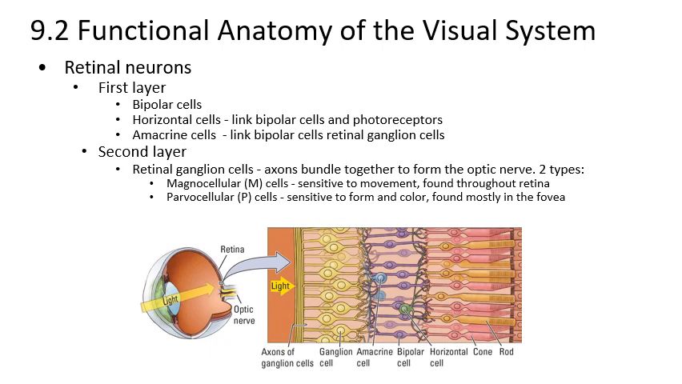The axons of the retinal ganglion cells bundle together and form the optic nerve, which, if you remember, turns into the blind spot in the back of the retina. There are two types of retinal ganglion cells: the magnocellular, or M cells, which are sensitive to movement and are found throughout the entire retina, and parvocellular cells, or P cells, which are more sensitive to form and color and are found mostly in the fovea.